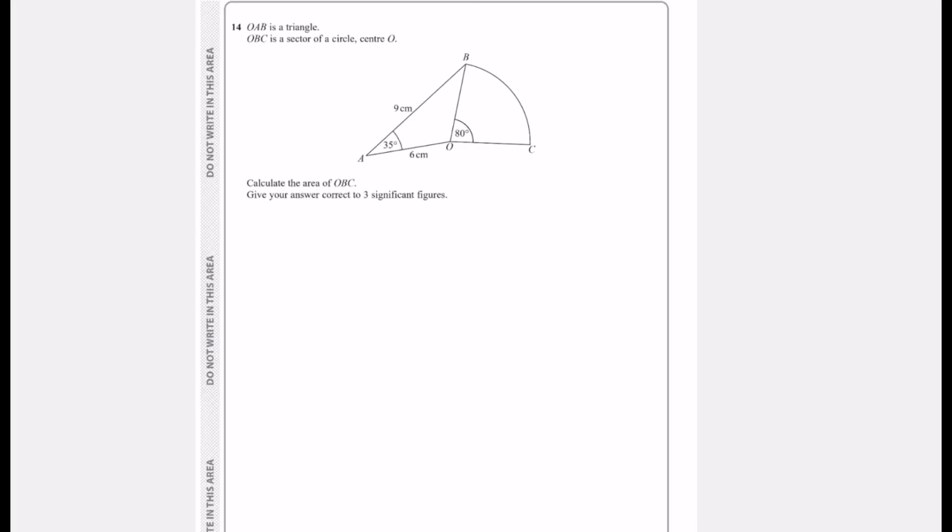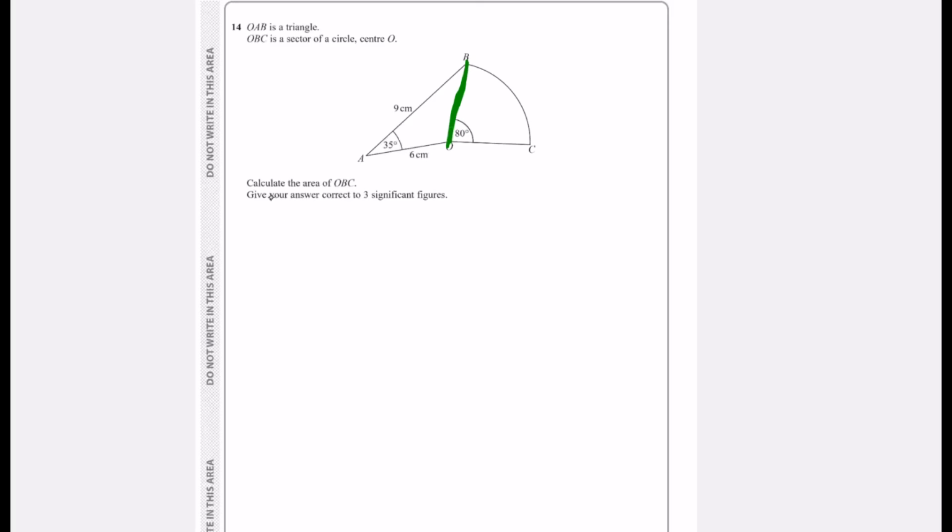Question 14. OAB is a triangle. OBC is a sector of circle center O. Calculate the area of the sector OBC. Give your answer to 3 significant figures. So 2 parts to the question. We can use the cosine rule to find the radius. And then once we've got the radius, we can find the area of the sector because we know all the information we need.